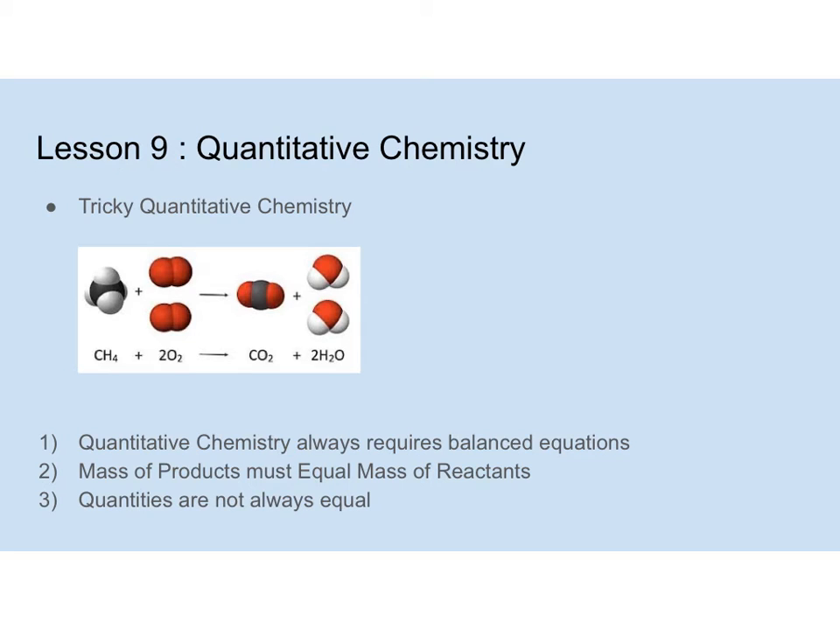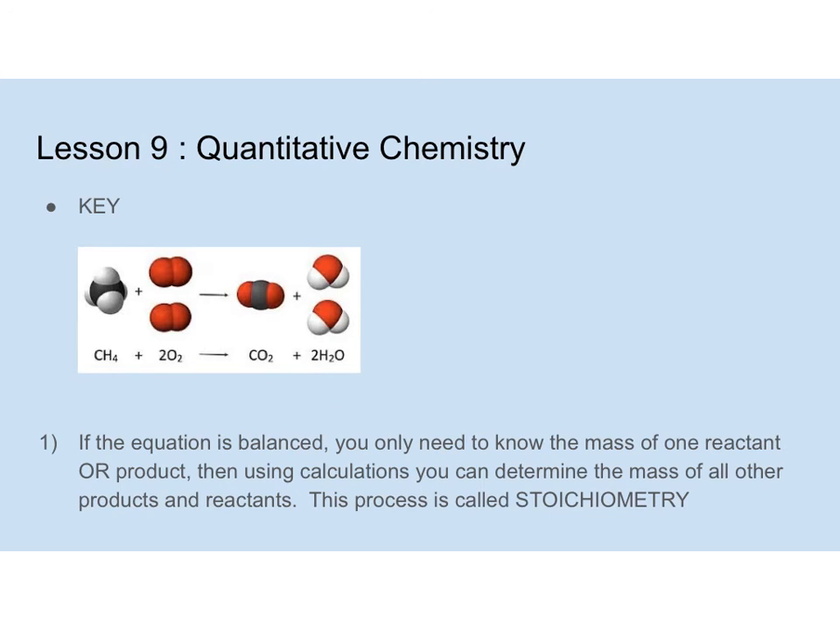So there's the example I gave at the beginning: if you had 100 grams of this, how much oxygen do I need to burn with it? How much CO2 am I going to produce? And how much water vapor am I going to produce? Okay? You only really need to know one value, and then you can figure out all the different values. Okay, so the key in this is if the equation is balanced, you only need to know the mass of one reactant or product. Then using calculations, you can determine the masses of all other products and reactants.